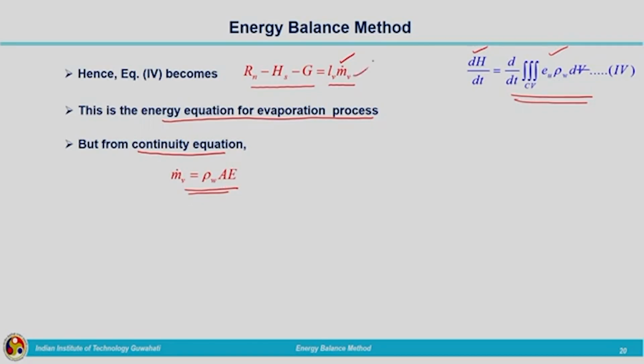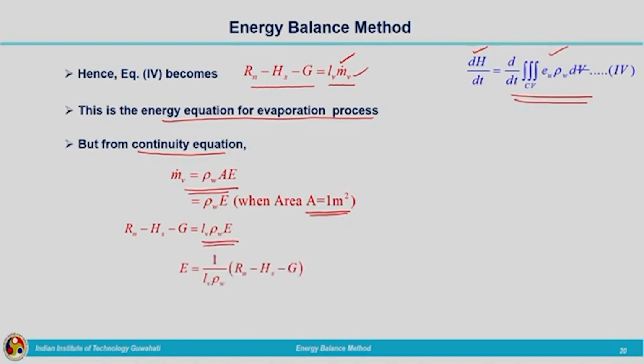into the particular equation written over here. We are making an assumption that the area of the pan is 1 meter square for simplicity; otherwise, whatever the area of the pan is can be considered. So, if the area of the pan is 1 meter square, m dot v is rho w multiplied by the evaporation rate. So, Rn minus Hs minus G is equal to Lv rho w E.